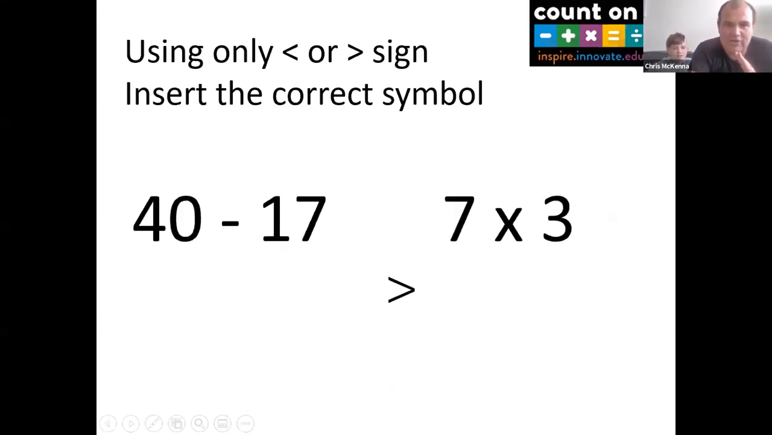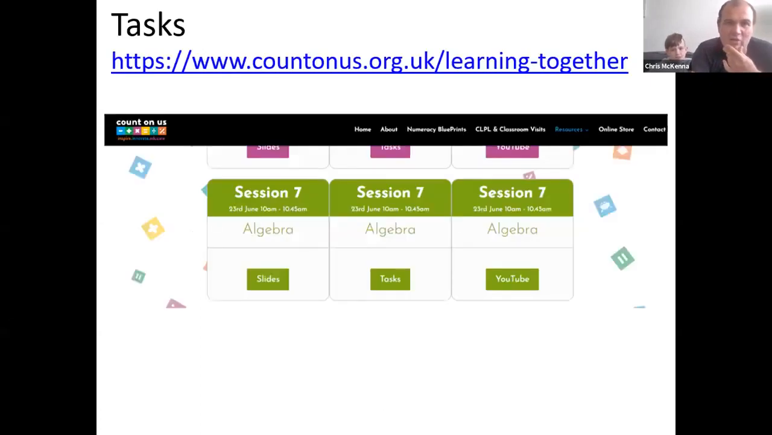Right, I think I'm going to skip by this one just now because that's enough tasks. So again, there's more tasks for you to do here on this slide here. Okay.